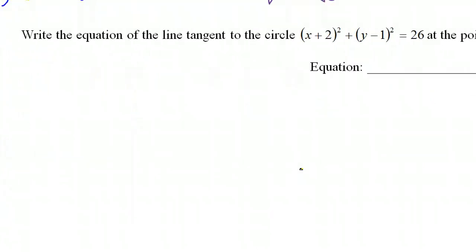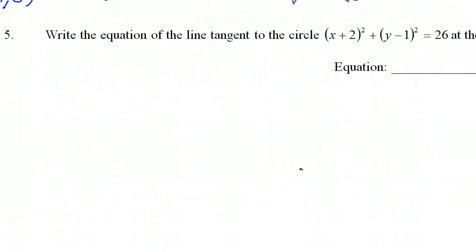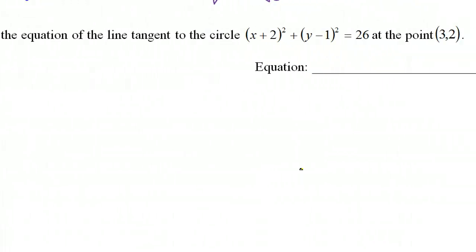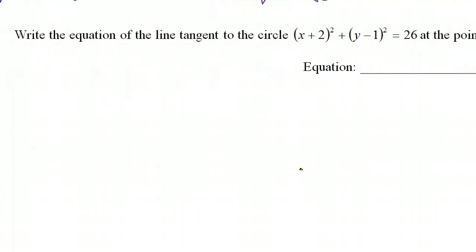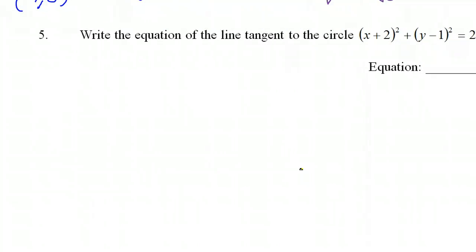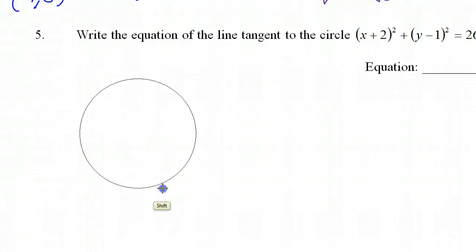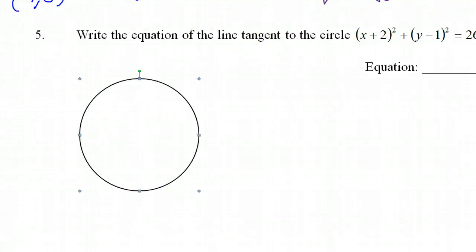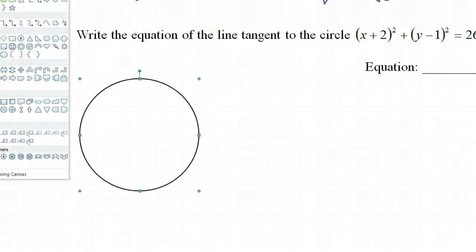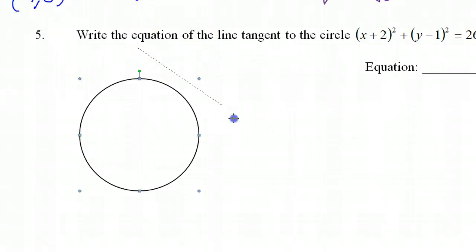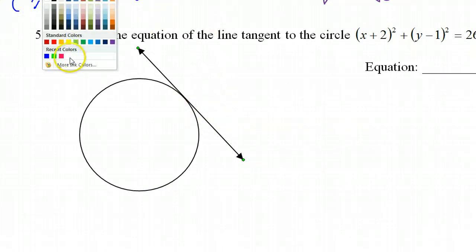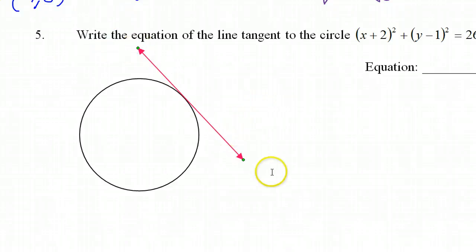Alright, this one we're supposed to write the equation. This is number 5. Write the equation of the line tangent to this circle at this point. So you definitely should be drawing a picture. So it's mentioning a circle and a tangent, so you should draw yourself a circle and draw yourself a tangent. Okay, so there's a circle and a tangent. Alright, now this pink line is what we're supposed to be finding the equation of.